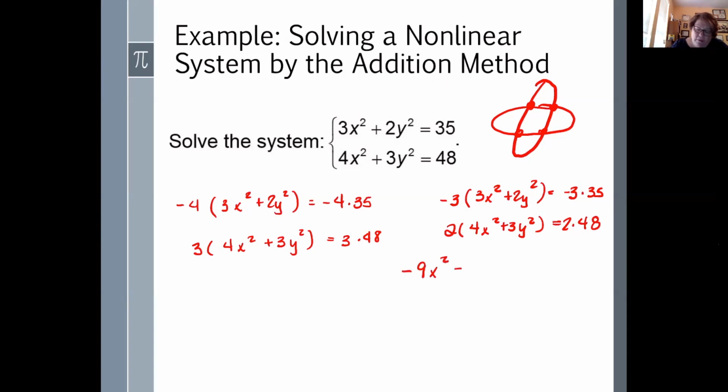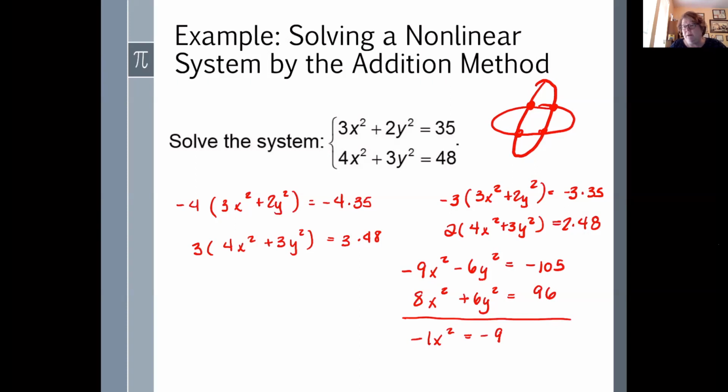-9x squared minus 6y squared, and my calculator tells me that -3 times 35 is -105. Then I get 8x squared plus 6y squared equals 2 times 48, which is 96. I add those two together. I get -1x squared equals -105 plus 96, which is -9. And I do need to divide both sides by -1, and I get x squared equals 9.